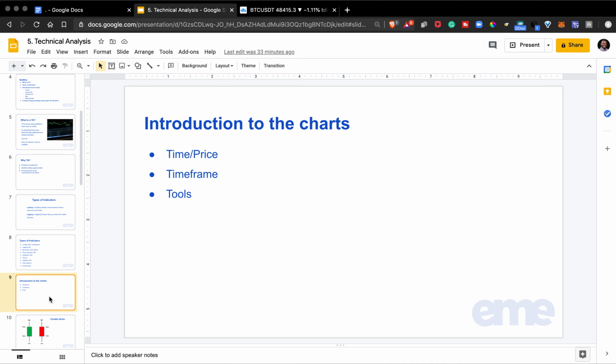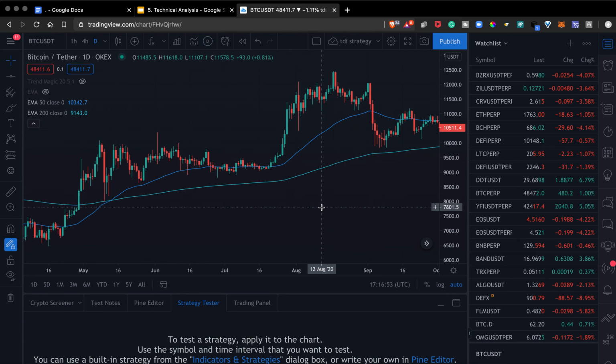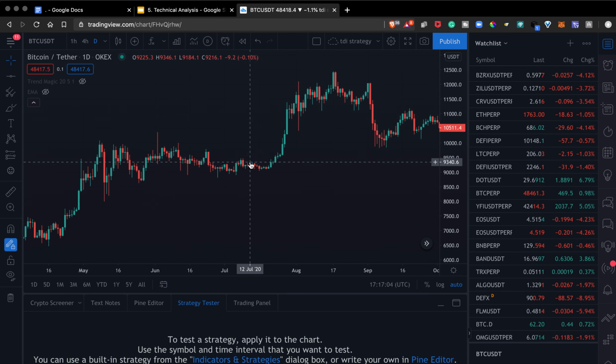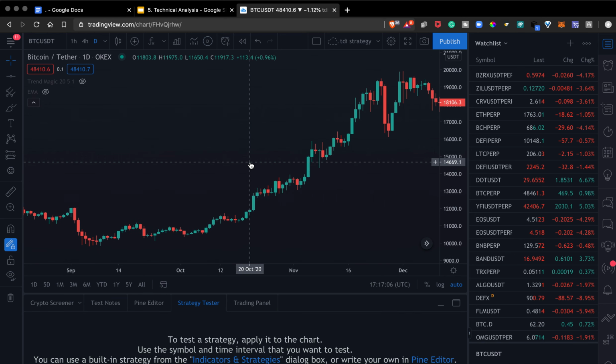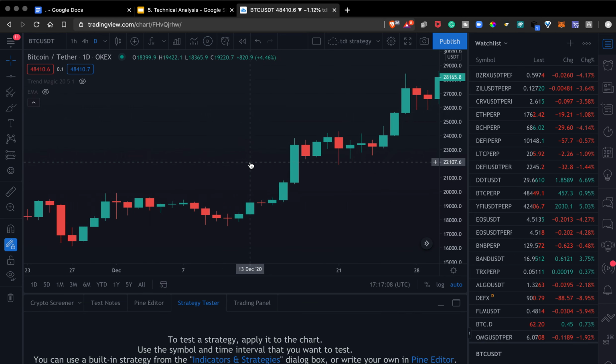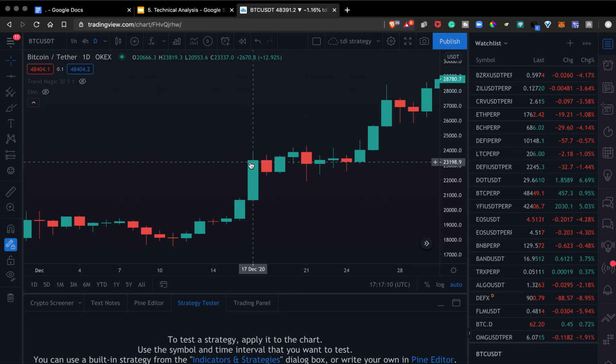So now let me just give you a quick introduction of what a trading chart looks like. All right, so this is TradingView. This is the Bitcoin Tether pair. And as you can see, we have this fancy chart over here, and you can see these fancy things that look like candles. They are actually called candlesticks. So this is a chart of the price of Bitcoin over time.